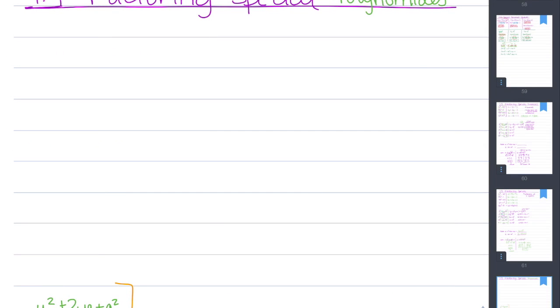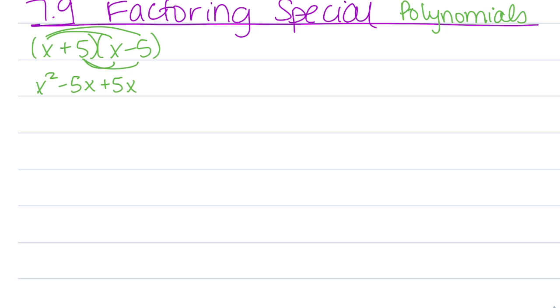So let's do a quick refresher and say, what would you get if you had x plus 5 times x minus 5? When we distribute this, we get x times x is x squared, x times negative 5 is negative 5x, 5 times x is positive 5x, and 5 times negative 5 is negative 25. So x squared has no like terms. These are like terms, and remember how they cancel? And then we have negative 25. So that's what that would be multiplying to.